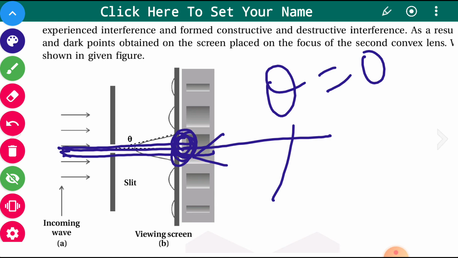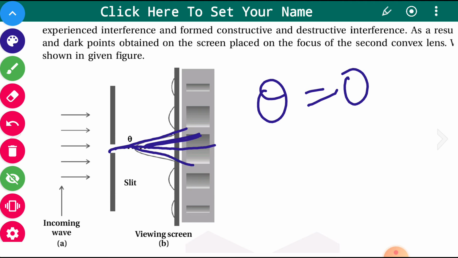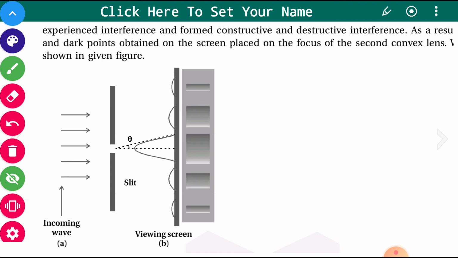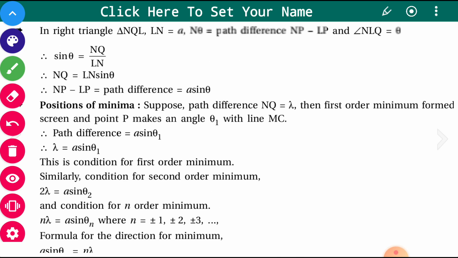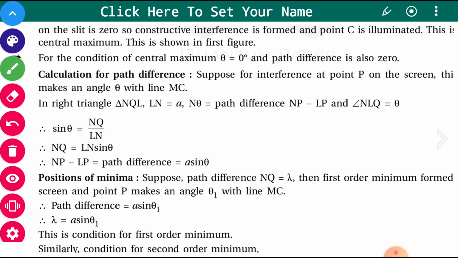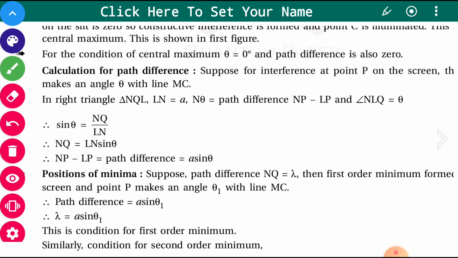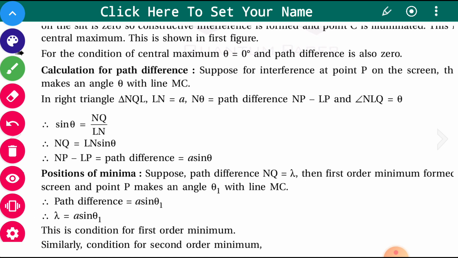So at theta equal to 0, from the central point of the slit, if you take the angle, then this theta is very small, about 0. You get the maximum intensity of light, which is called the central maximum, obtained on the screen. Now if you want to calculate the path difference, suppose the interference at point P on the screen makes an angle theta with CM.